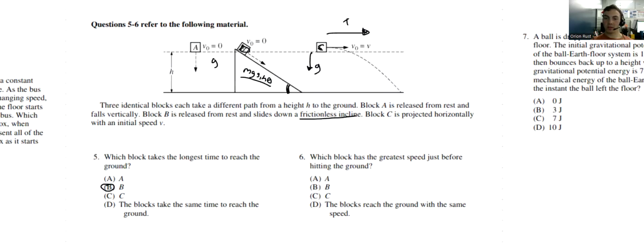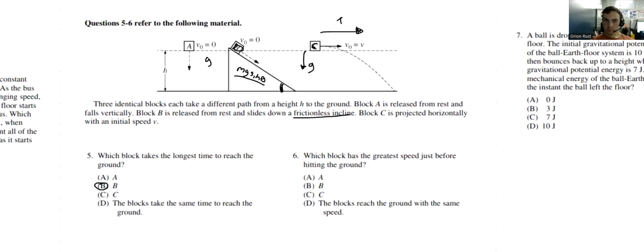Which block has the greatest speed just before hitting the ground? Well, if we draw a vector of all the speeds, block A's speed is going straight down. Block B is going to hit the ground at a speed like this. And remember, the magnitude of the acceleration is given by mg sine theta. So it's going to be a fraction of the speed it would have been if you just dropped it.